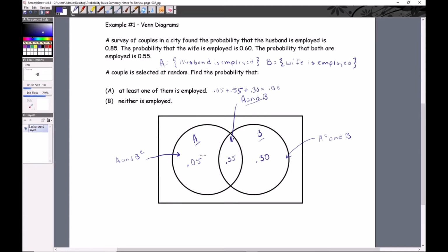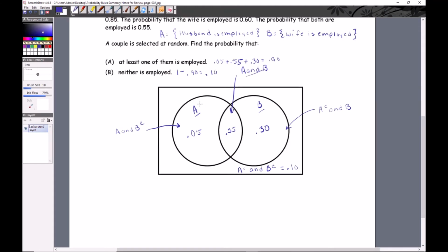And then neither of them is employed. That would be here. This is A complement and B complement. It has to be what's left over, because the whole thing has to add up to 1. So that's 1 minus your 0.90, or 0.1. All right, so there's your Venn diagram. The next thing on the agenda is tree diagrams.